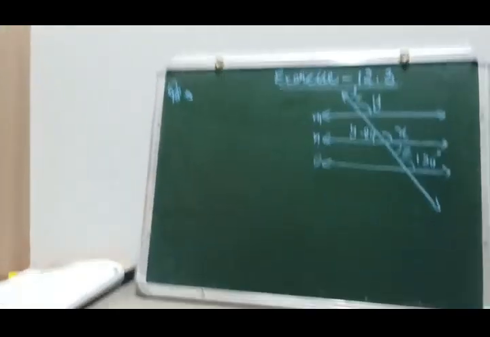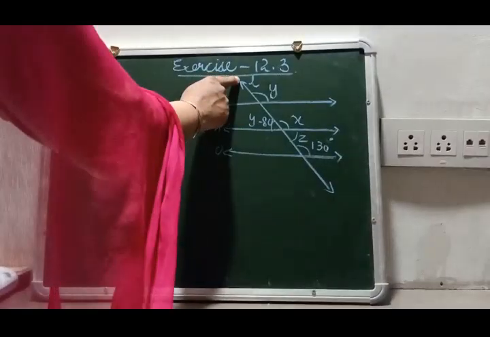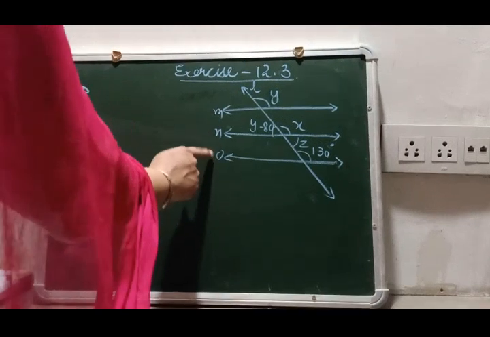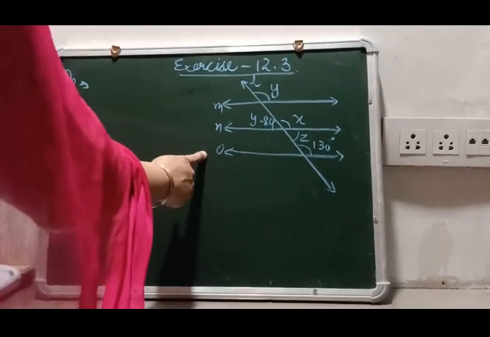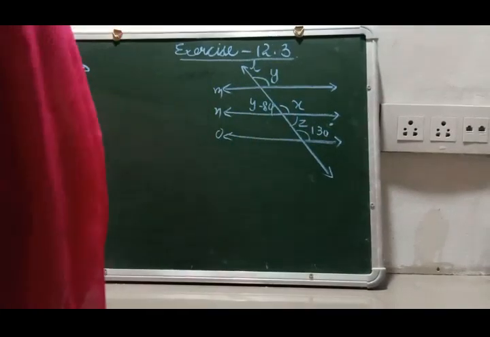Good morning, students. Today we are going to start with the 8th question of exercise 12.3. 7 questions we have already done. So in the 8th question we are given that a transversal L cuts 3 parallel lines M, N and O. We are given one angle and we have to find the values of X, Y and Z.